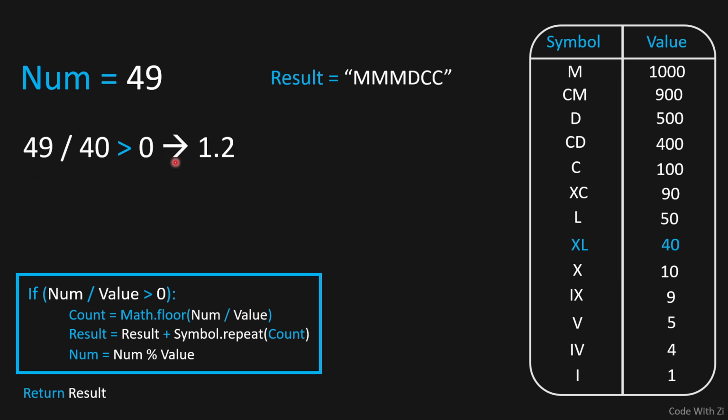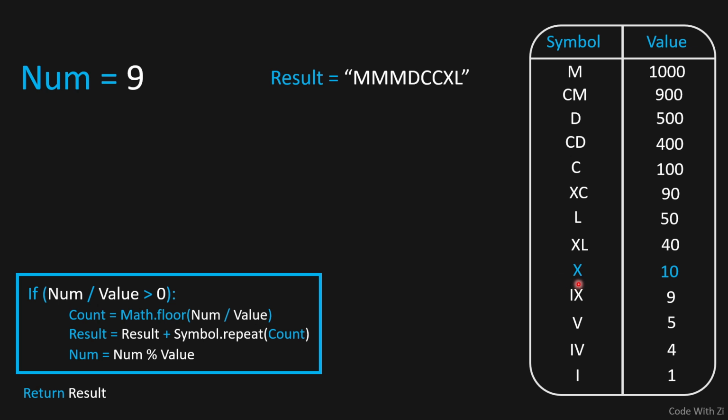It is. And it's gonna be equal to 1.2, and we only need this number here. So we're gonna get 1, and our count is gonna be equal to 1, and we're gonna add the symbol count times to our result. Our symbol is XL, and our count is 1, so we're gonna add 1 XL to our result, which is gonna be this. And then our number is gonna be equal to number mod value, meaning 49 mod 40, and that's gonna be 9. Then we're gonna enter our next round.